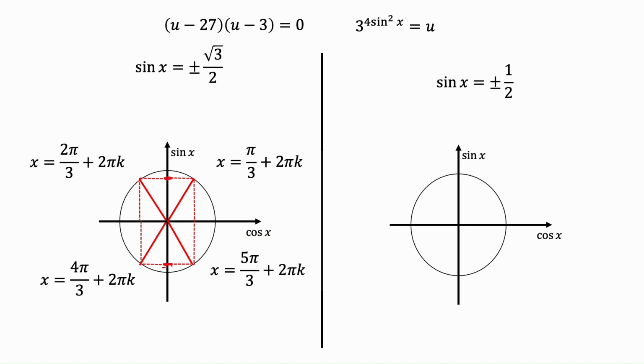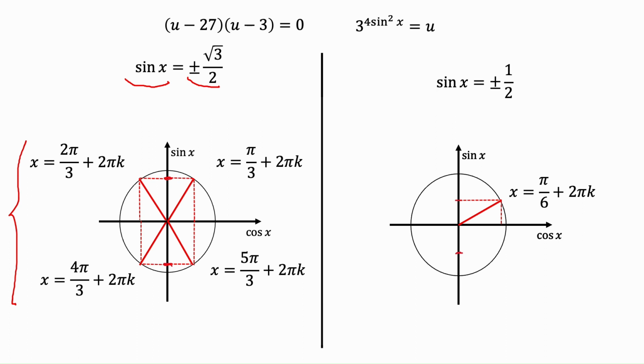And for the negative value, again, we will have another root, exactly on the other side of our y-axis. So the angle is going to be this one, and it's going to be 4 pi over 3 plus 2 pi k. So for the first root, which was sine x equals square root of 3 over 2, positive or negative, we found 4 different sets of answers for x.